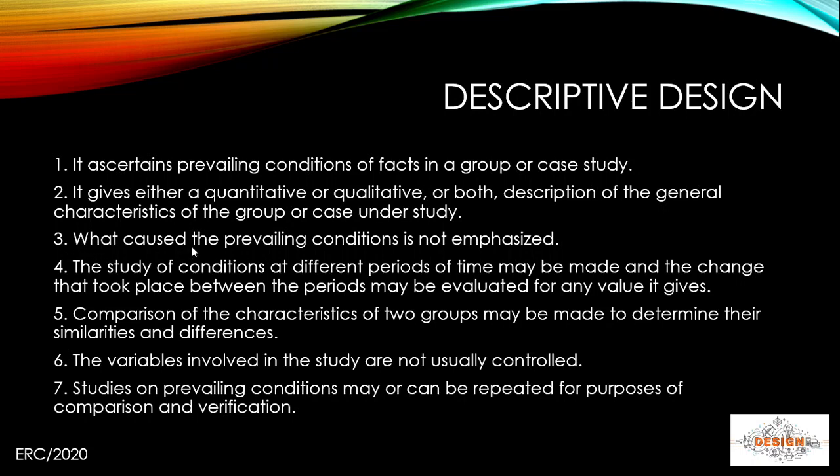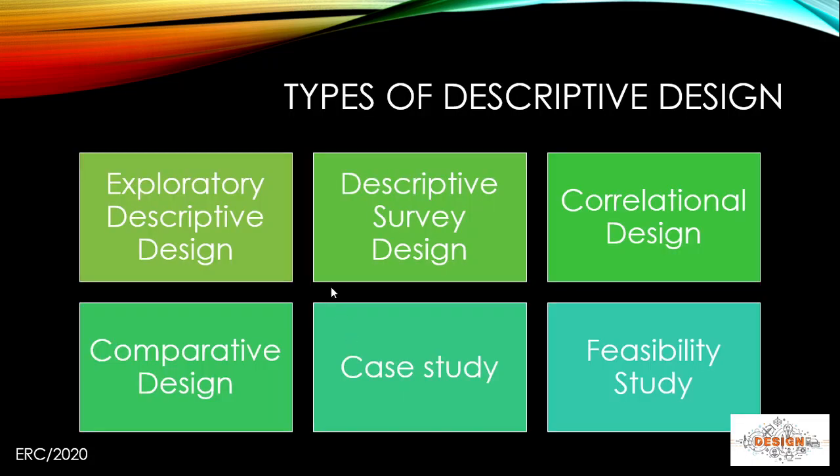The study of conditions at different periods of time may be made, and the change that took place between the periods may be evaluated for any value it gives. So it really depends on the data to be offered. Comparison of the characteristics of two groups may be made to determine their similarities and differences. The variables involved in the study are not usually controlled. Studies on prevailing conditions may be repeated for purposes of comparison and verification.